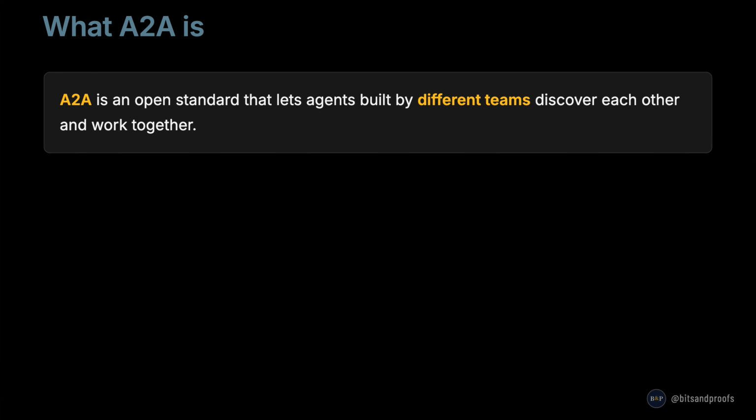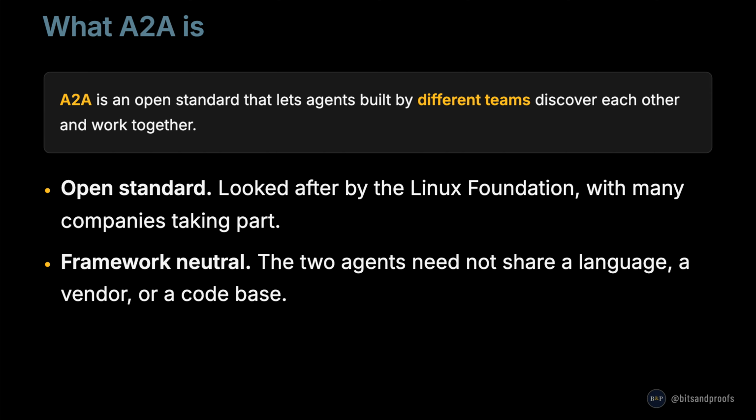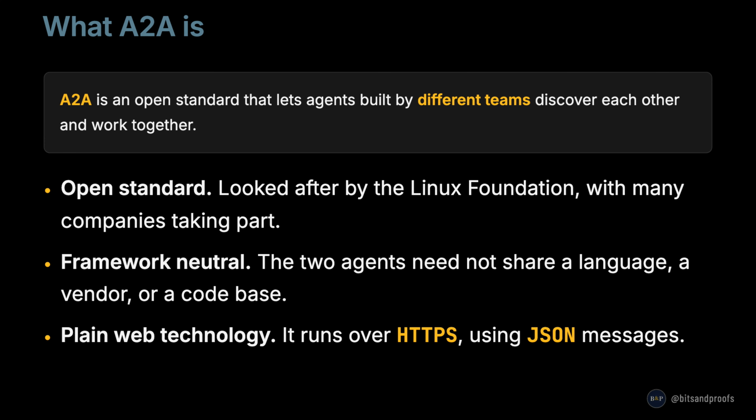So let us define A2A clearly. It is an open standard that lets agents built by different teams discover each other and work together. It is an open standard looked after by the Linux Foundation with many companies taking part. It is framework neutral. The two agents need not share a language, a vendor, or a code base. And it uses plain web technology. It runs over secure HTTPS using JSON messages.